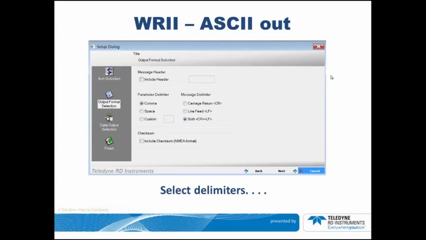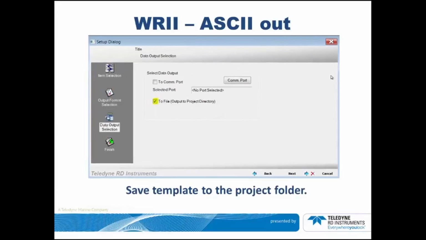Select a parameter delimiter, comma, space or custom that will be suitable for your processing application such as Excel. Select the message delimiter. Carriage return line feed is the default. The ASCII output can be sent to a serial port, but more commonly to a file. If a serial port is selected, the data will be outputted in real time during data collection, that is, during the transect.